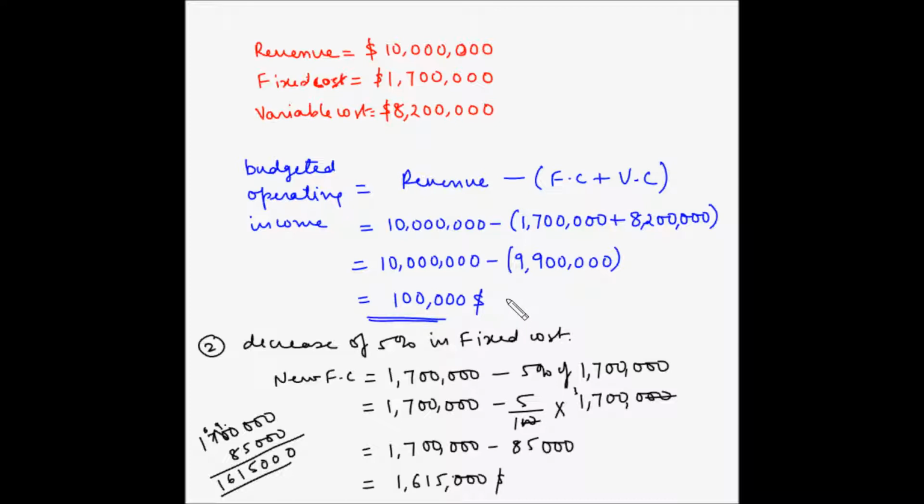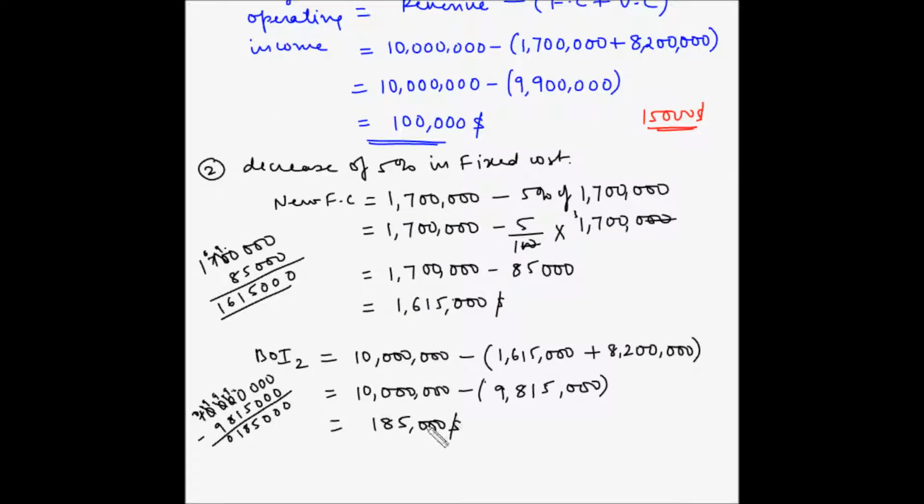So basically, with the budgeted data, the budgeted operating income is $100,000. Now if the fixed cost increased by 5%, the budgeted operating income reduced to $15,000. And if the fixed cost reduced by 5%, then the budgeted operating income increases to $185,000. So this is how you would find out the impact of change in fixed cost to the budgeted operating income.